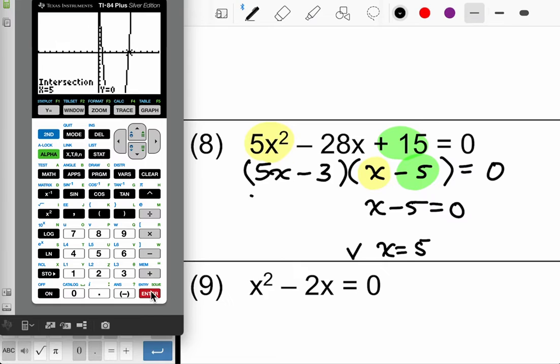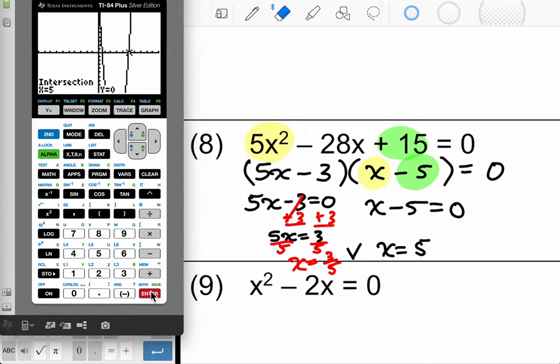So then 5x minus 3 would equal 0. This one I would show the work. So 5x would be equal to 3. And then when I divide both sides by 5, I get 3/5. All right, so x would be equal to 3/5, or x would be equal to 5.